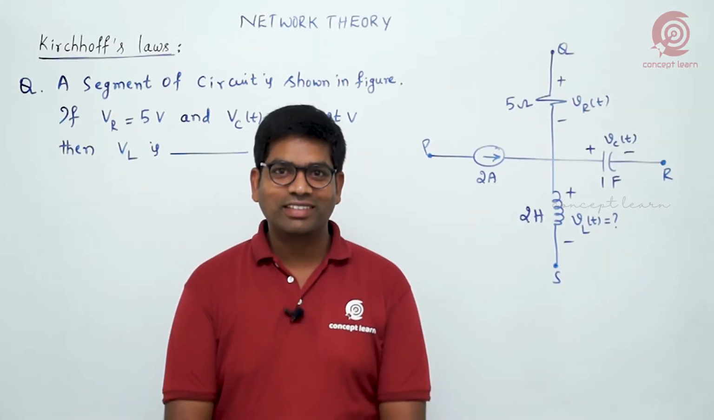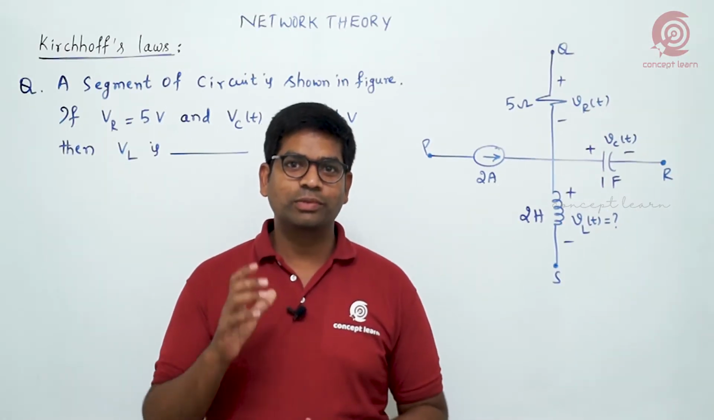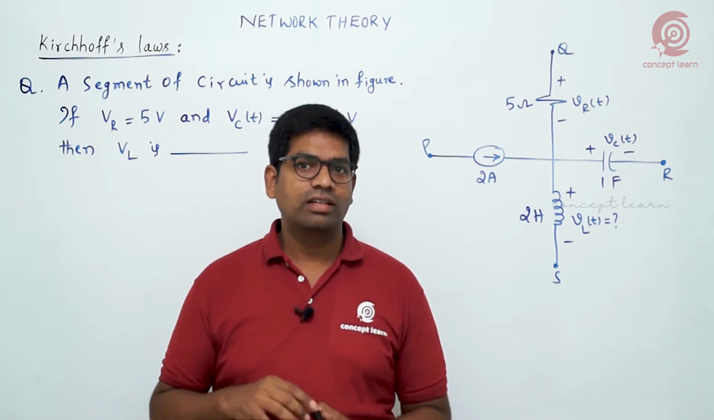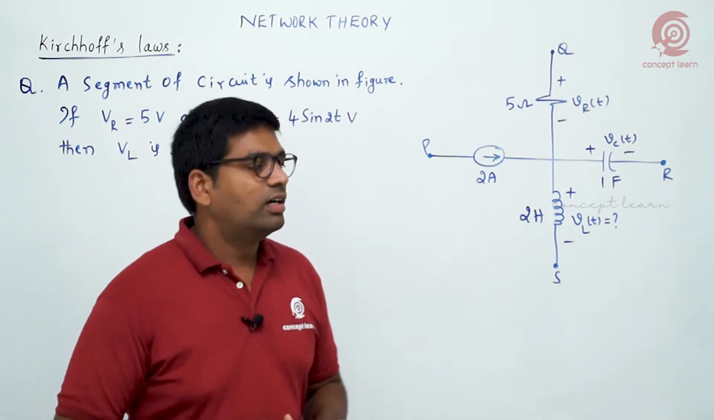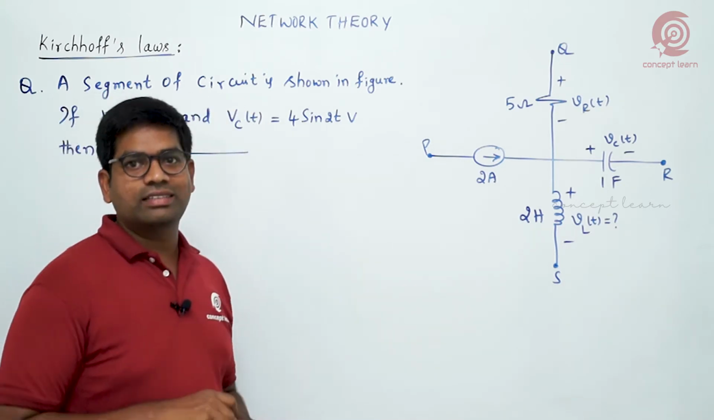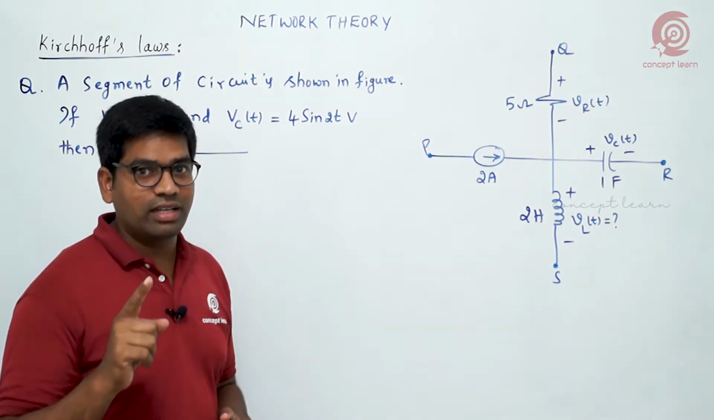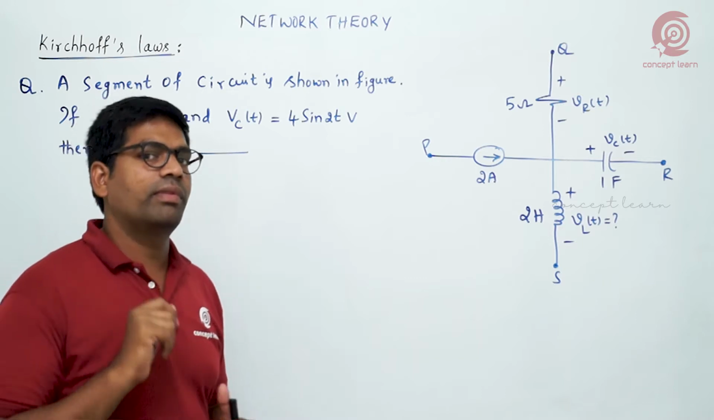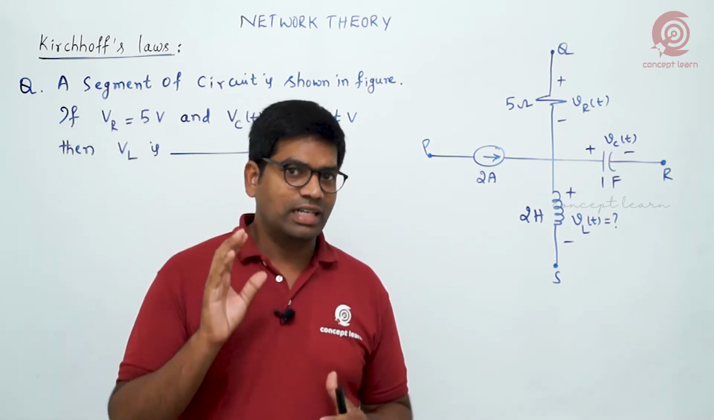Hello friends, here we are going to cover numericals related to both KCL as well as KVL. Look at the question here. A segment of circuit is shown in figure. If the voltage across the resistance is 5 volts and the voltage across the capacitance is 4 sin 2t volts, then what will be the voltage across the inductor?